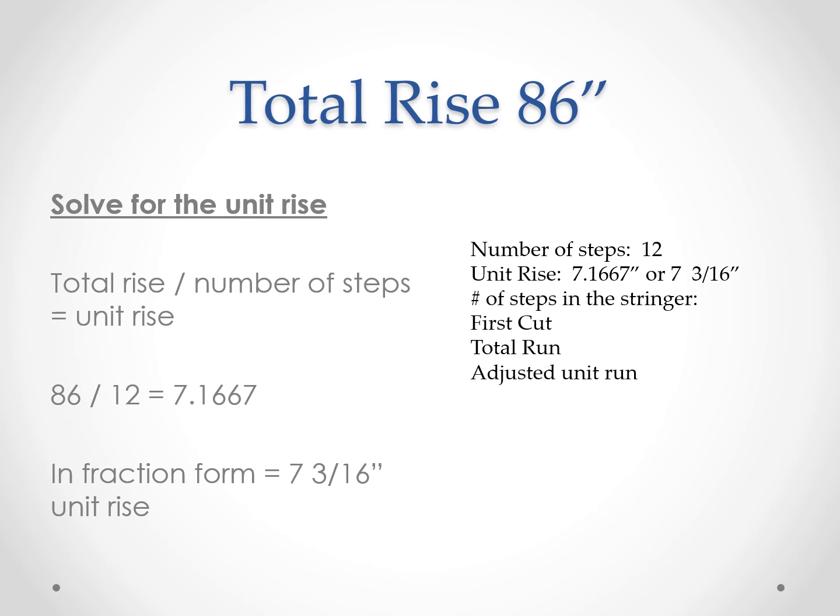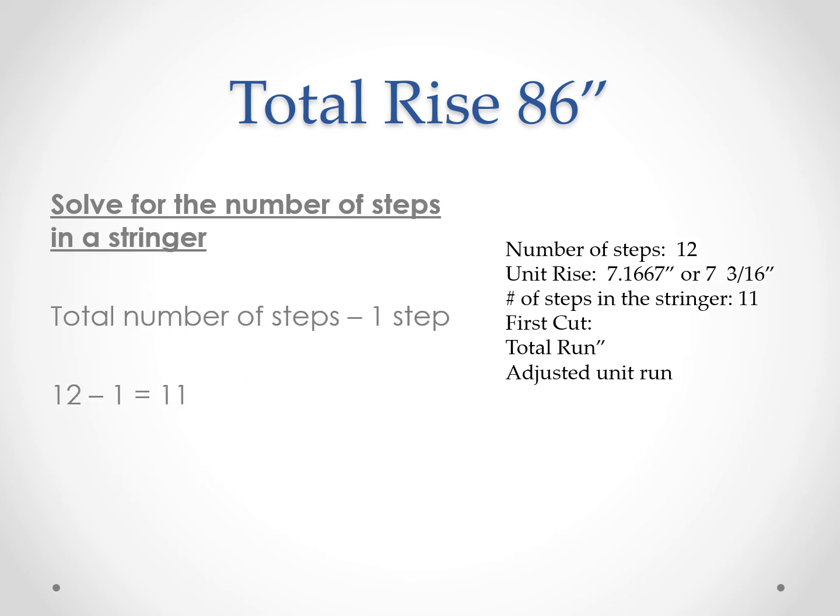Now let us solve for the unit rise. The unit rise is just the size of one step, and we simply take the total rise and divide it by the number of steps, and we will have the unit rise. And the number of steps is what we solved for in the previous slide. So 86 divided by 12 gives us 7.1667. And if we were to convert that to a fraction form, that would be 7 and 13/16 of an inch.